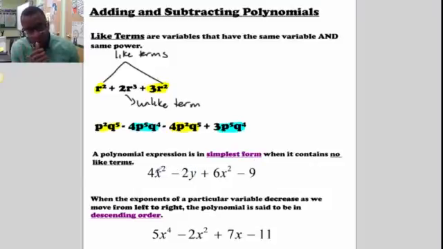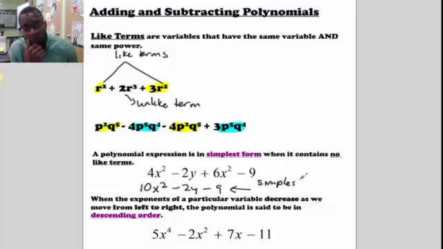So for example, in this example, 4x squared minus 2y plus 6x squared minus 9. Here we have a set of like terms, the 4x squared and the 6x squared. So we're going to collect those like terms by adding their coefficients. When we do that, we get 10x squared minus 2y minus 9. This polynomial right here would be considered in its simplest form because we no longer have any like terms. I've collected all of my like terms from this example and I've simplified this expression.